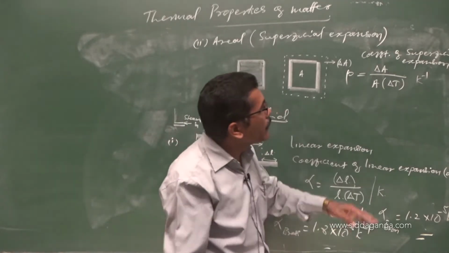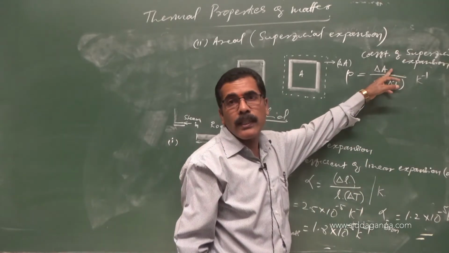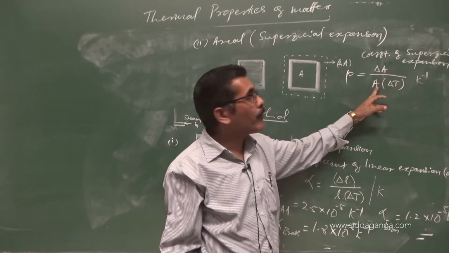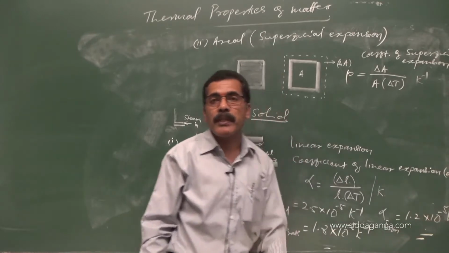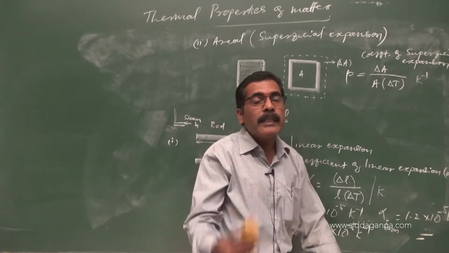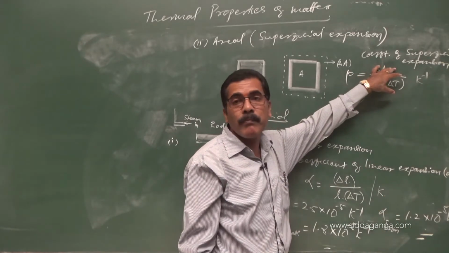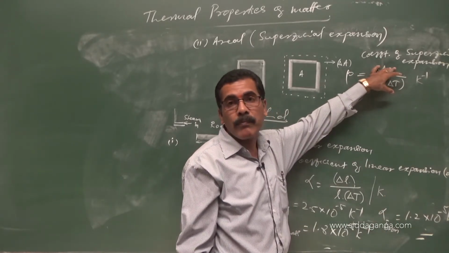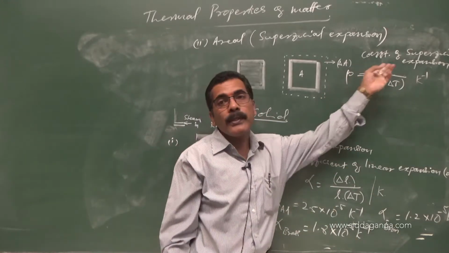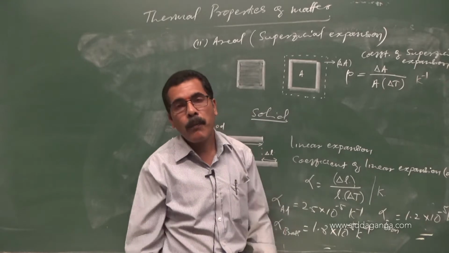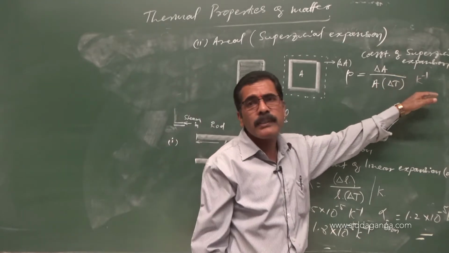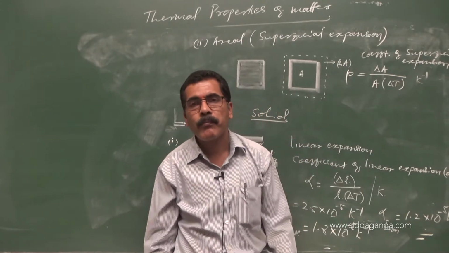It may be defined as the ratio of increase in area of the given metal plate to its original area per unit degree rise in temperature. Or you can even define it like this: the fractional increase in the area of the body per unit rise in temperature is called the coefficient of superficial expansion. And this is also expressed in terms of per Kelvin.